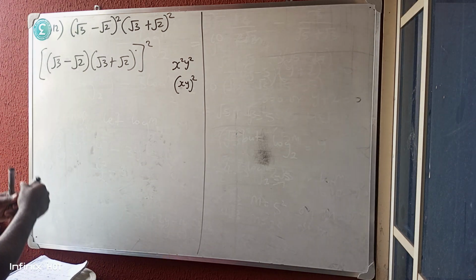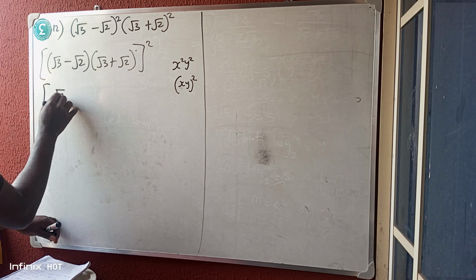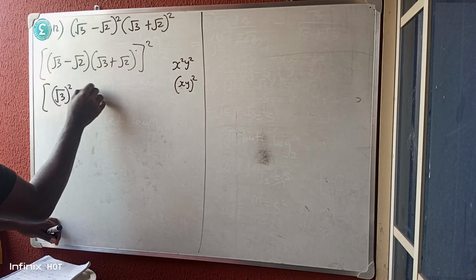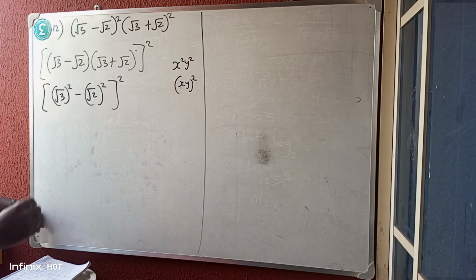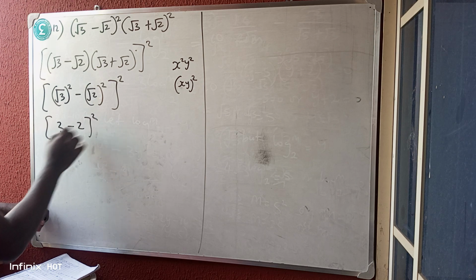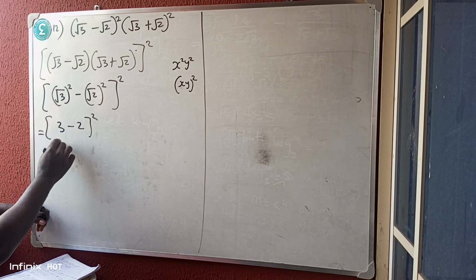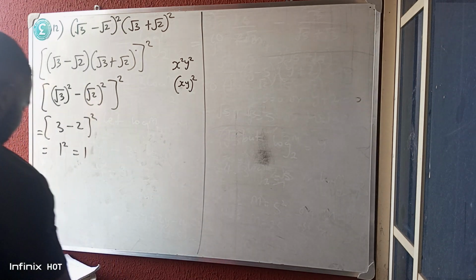If you look at the inside very well, you see that this is a difference of two squares. So which means I'm going to have root 3 all squared minus root 2 all squared. Then I put my squared outside. So what do I have? I'm having 3 minus 2 all squared, which is 1 squared, which is 1. As simple as that.